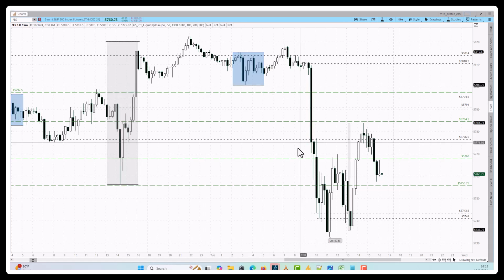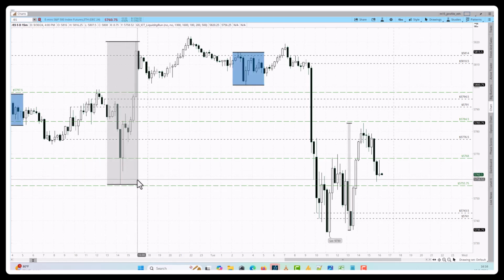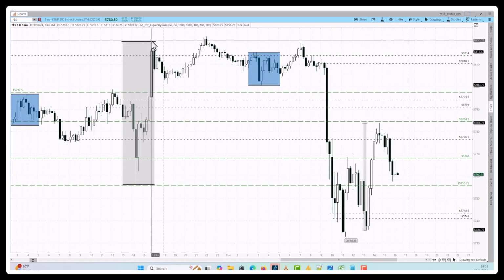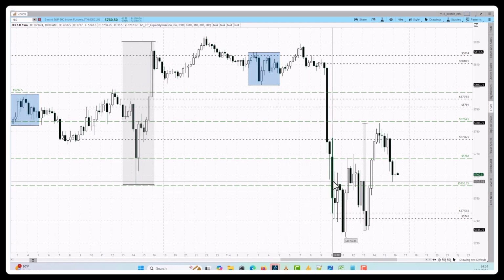But we learned our lesson that after this is the New York previous day PM range, once it raids the buy side, it's going to raid the sell side. So we should have stayed in the trade longer.